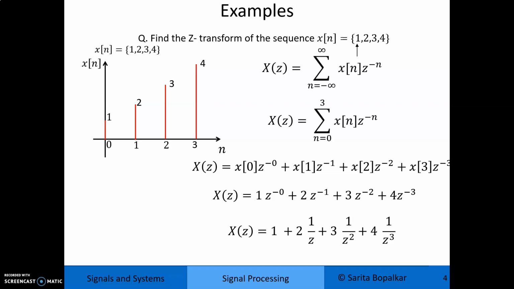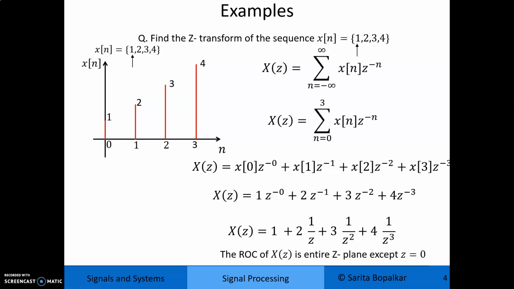What about the ROC? ROC tells us that X(z) should have some finite value. Now we can check for which value of z, X(z) is finite, and for which value of z, X(z) becomes infinite. If you check here, if I put z equal to 0, 1 upon 0 is infinite. So for other values of z, X(z) is finite, but only for z equal to 0, this X(z) becomes infinite. That means the ROC of this sequence x(n) is the entire z plane except z equal to 0.